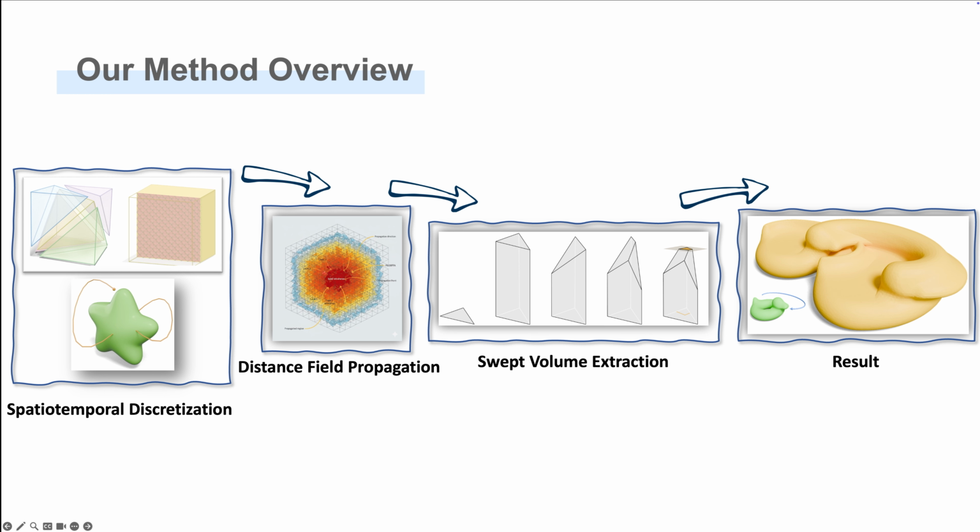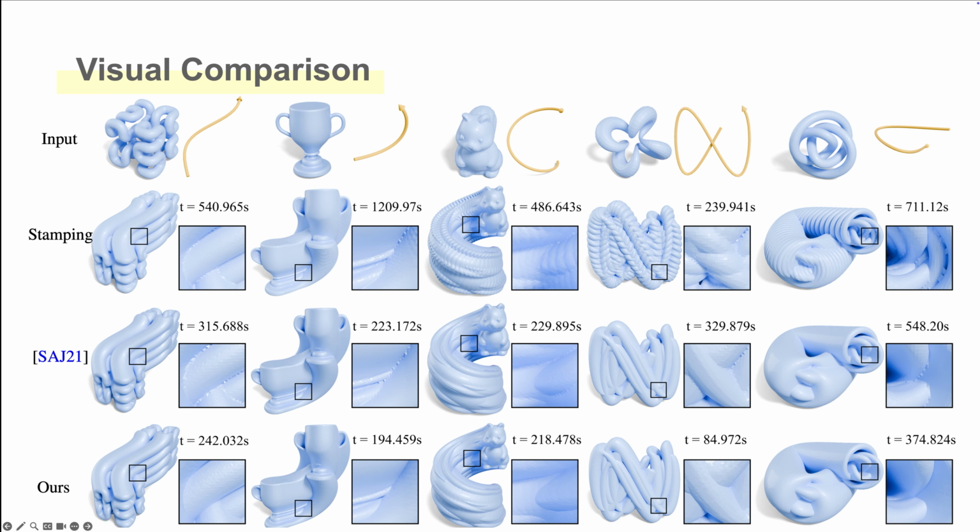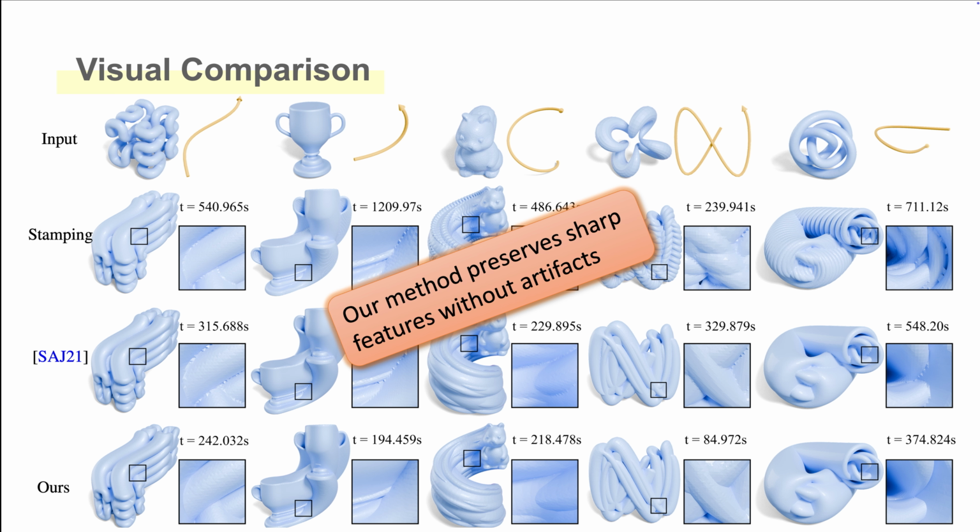Here are visual comparisons across different models and motion types. The stamping method, row 2, produces noticeable zigzag artifacts. Look at this close-up on the cup handle. You can see the stair-step pattern from discrete time sampling. The recent 4D spacetime method performs better, but still loses some fine details. In these zoomed regions, you can see the surfaces are somewhat smoothed out. Our method, bottom row, preserves sharp features clearly. Our method preserves sharp features without artifacts.